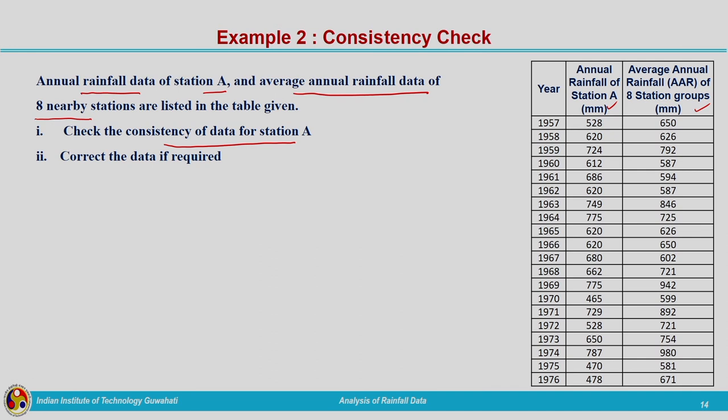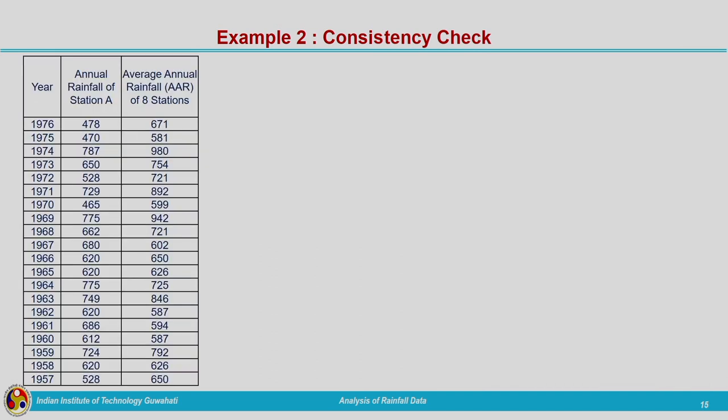Or for doing the correction, you can go for finding out the correction factor by means of the double mass curve. Here, I am not doing the mass curve approach because I have already checked and I know it is having some errors. So we will solve the problem by using double mass curve. What we have done first is arrange the data in reverse chronological order, the annual rainfall data of station A and also the average data from 8 neighboring stations.